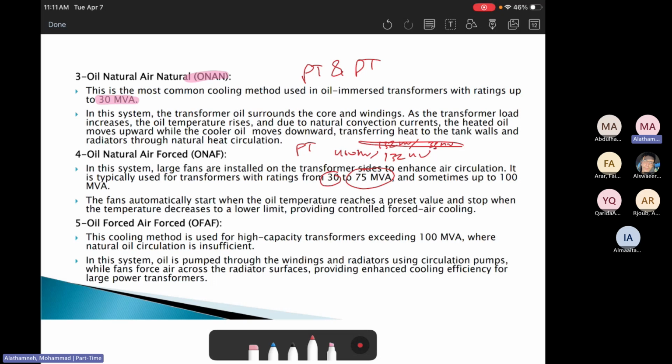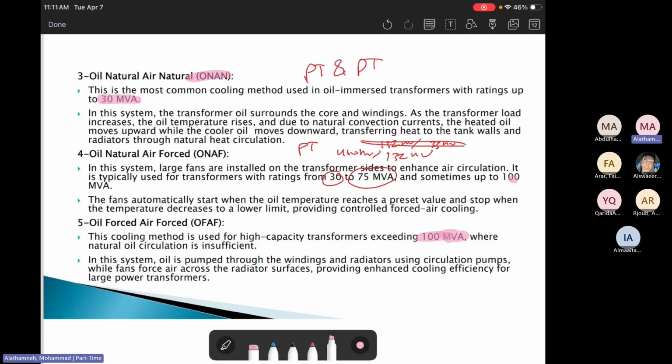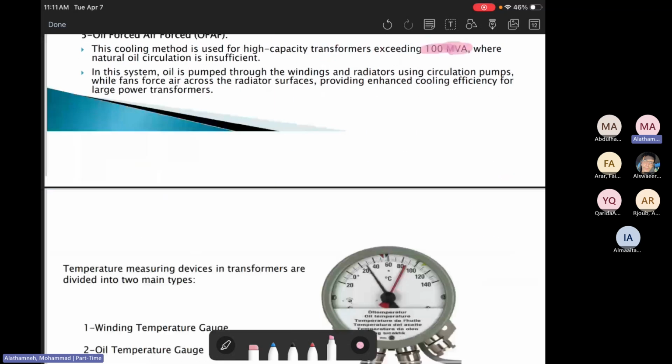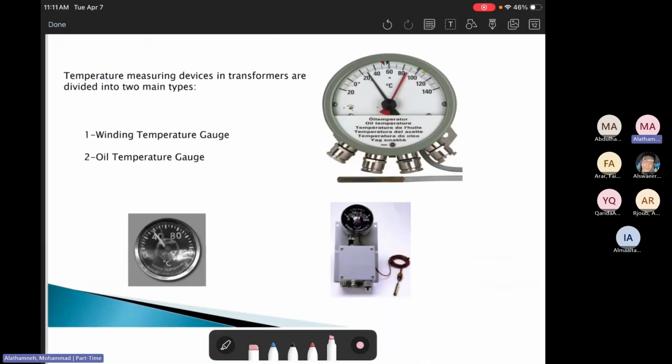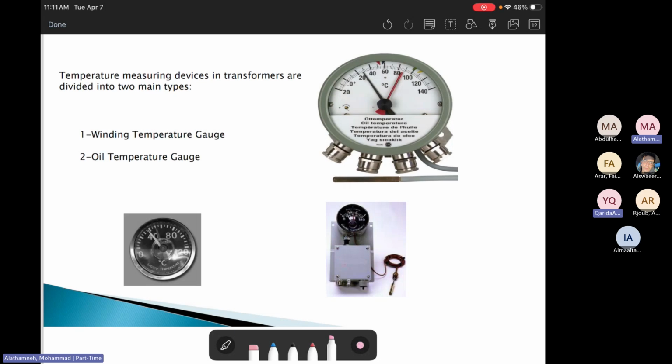While oil forced air forced is not in Jordan, it is for around 100 megavolt ampere. We don't have it in Jordan, but it can be used outside of Jordan when we have 100 megavolt ampere. Then the other thing, temperature.